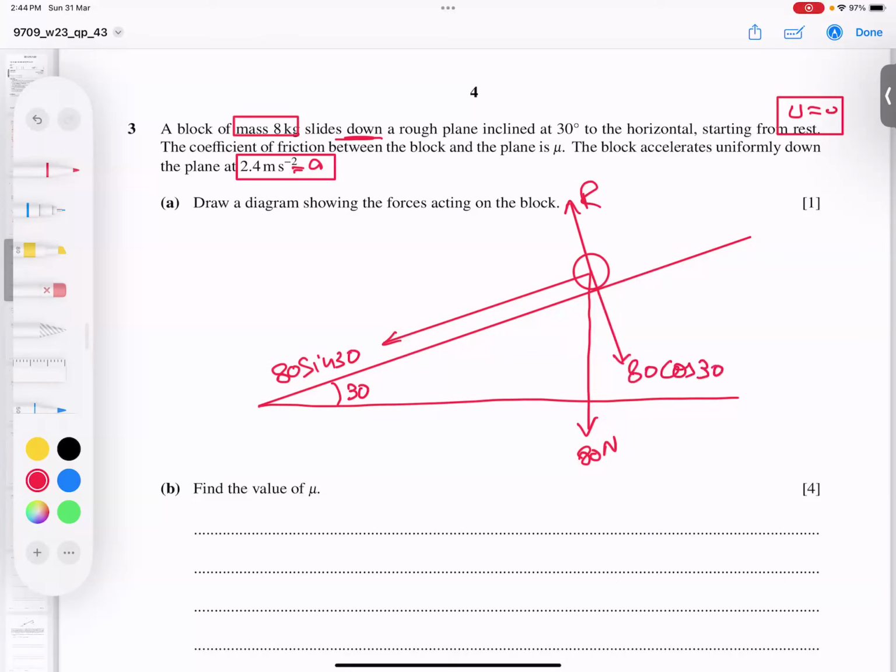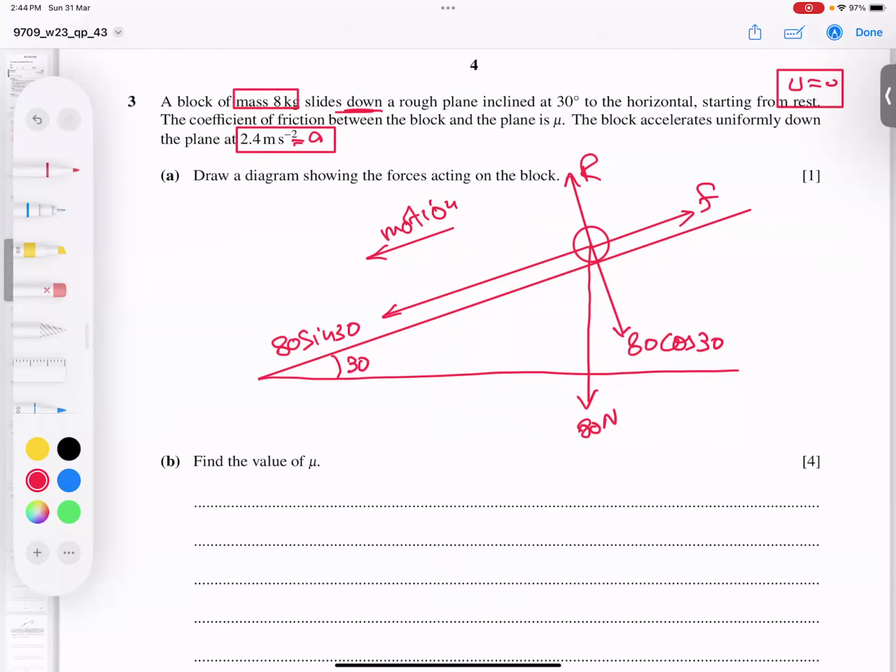And because it is moving downwards, the motion is this way, so I can say that friction is acting backwards. So I think this part is very clear. Okay, now he's asking what further. Yes, exactly. So now he's asking to find out the mu.